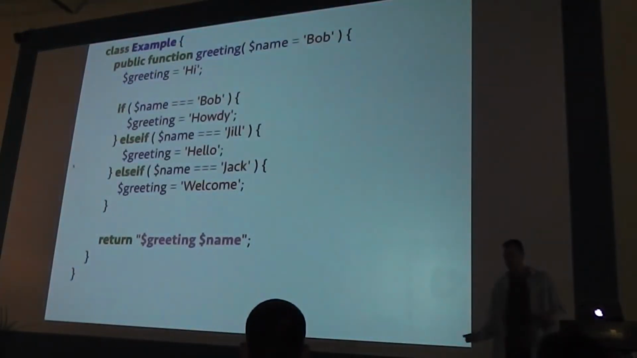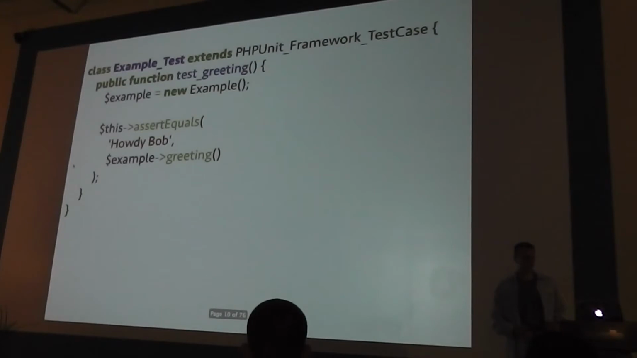So let's get into the meat of this. Here's a very, very simple code example of a class that we're going to run some tests on. Basically, it takes a name, and then depending on which name we're given, we're going to generate a different greeting for each person. And we want to run some tests against this.